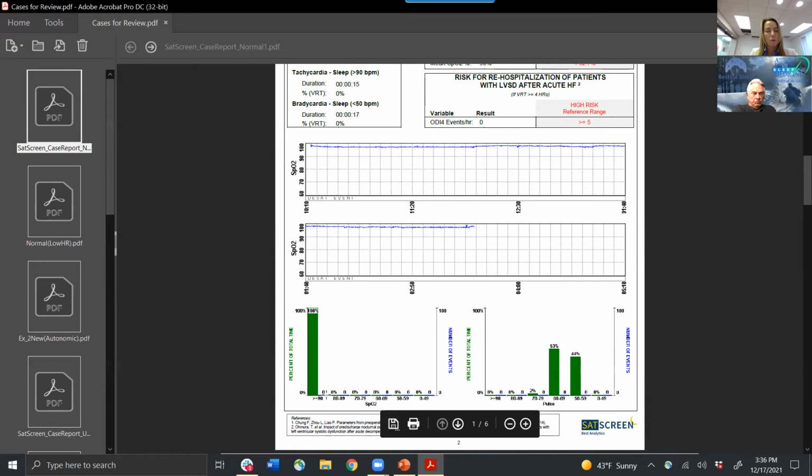And then we'll also see on other examples that there's going to be a blue bar here as well that'll show the number of events in that SpO2 range. So this person had 100% of their night at 90 or above, and 0 events in that range.